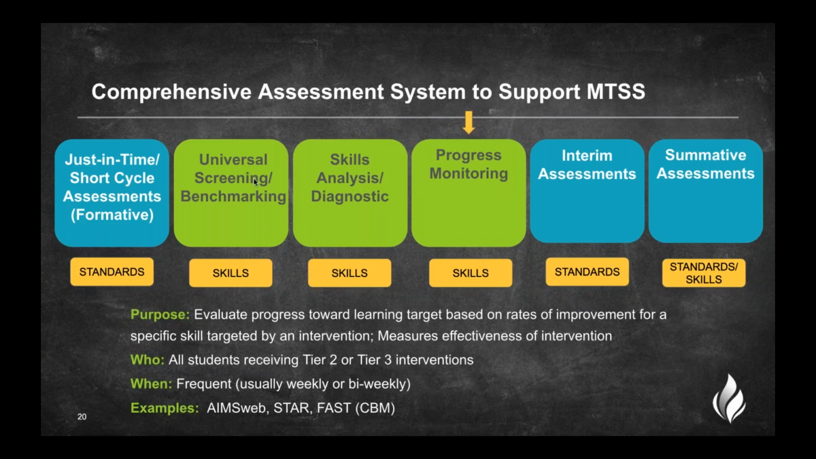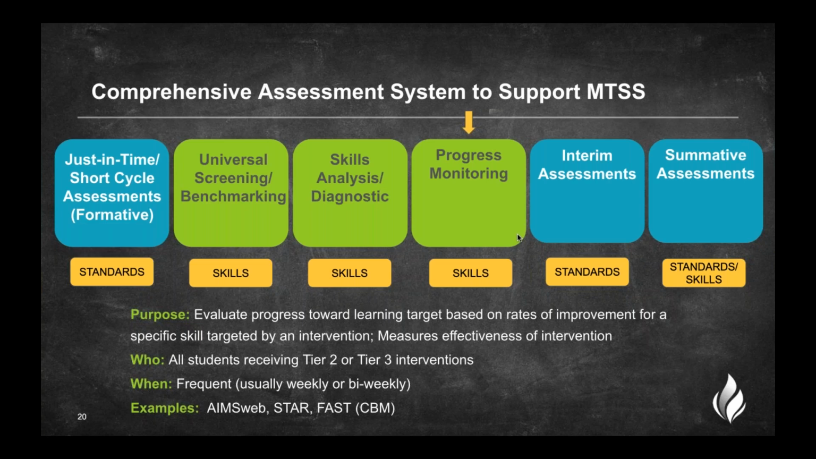So this is really a progression here. We've screened our students. We've determined who is moving along swimmingly with just Tier 1 instruction. And then we've identified those who may need something beyond and in addition to Tier 1 instruction. So this diagnostic step is all about identifying what they need beyond Tier 1 instruction, what specific area of need they have. And once we provide that, then we go to progress monitoring.